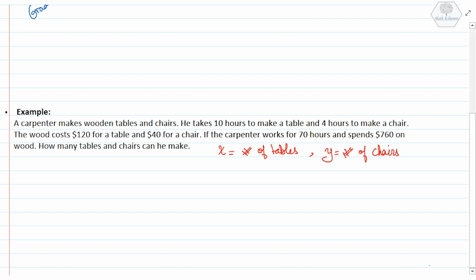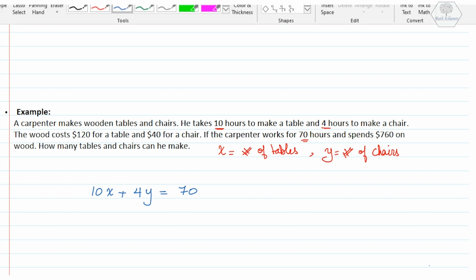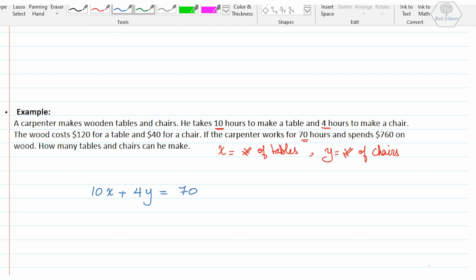So now, since we have two unknowns, we need to form two equations in order to find the values of x, the number of tables, and y, the number of chairs. Let's start by using the total hours worked to form the first equation. The carpenter works 10 hours to make a table, so it's 10 times x, plus 4 hours to make a chair, so it's 4 times y. The total hours he worked is 70. So 10x plus 4y will be equal to 70. By this, we formed our first equation.